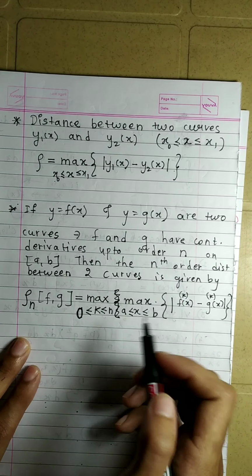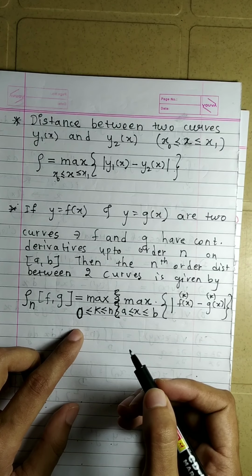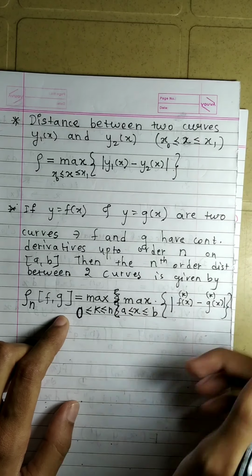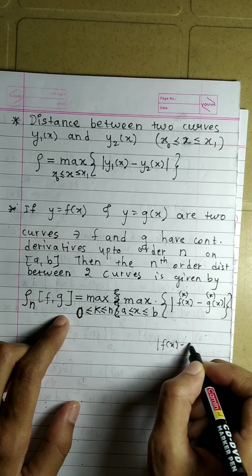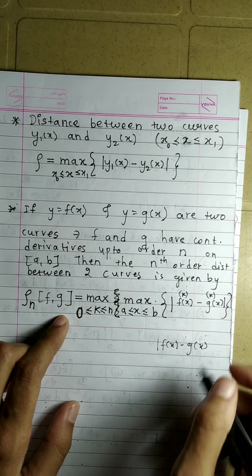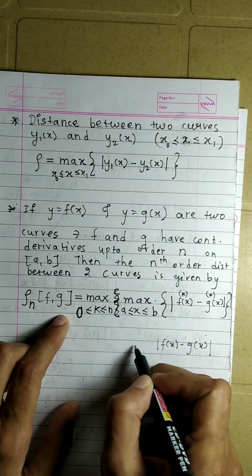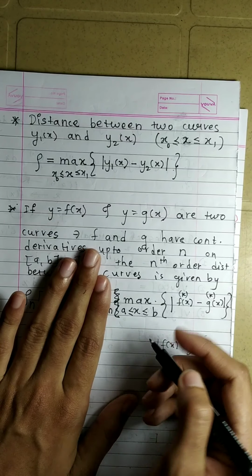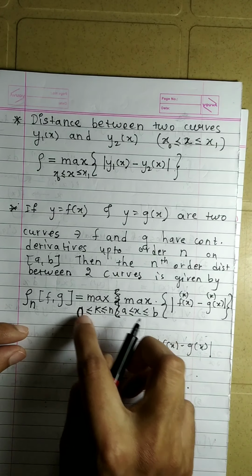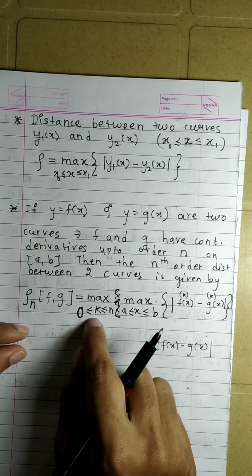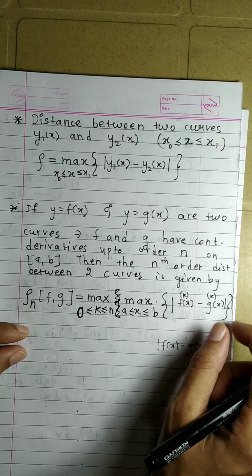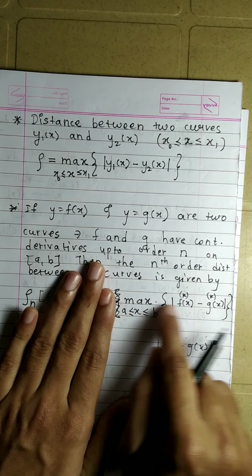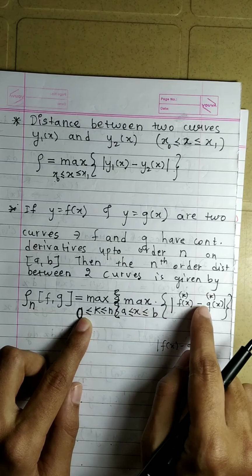So if the second order distance is asked, then what will happen? First fix k to be equal to 0. So your function will be f of x minus g of x. Then calculate the maximum of mod f of x minus g of x in this interval. That will be one number. Then fix k equal to 1, you will get one more number. Fix k equal to 2. So in total 3 numbers you will get. From among those 3, choose the maximum one. So it is a double maximum. See here, first it will work for this: fix the value of k and then go inside.